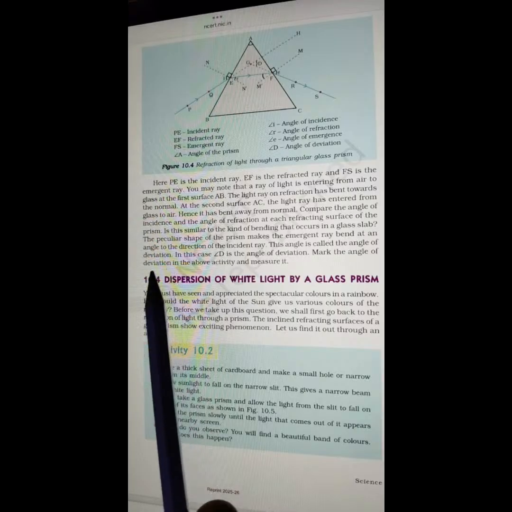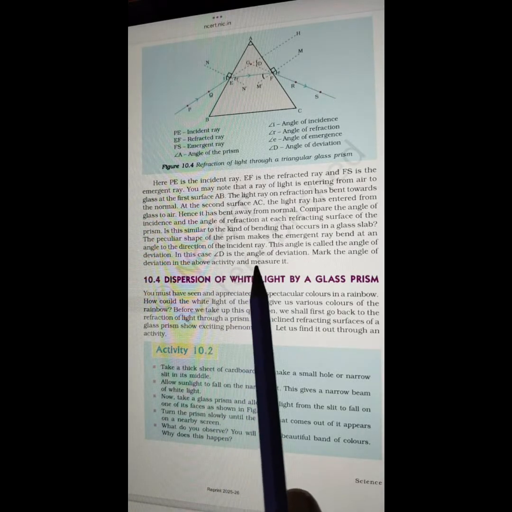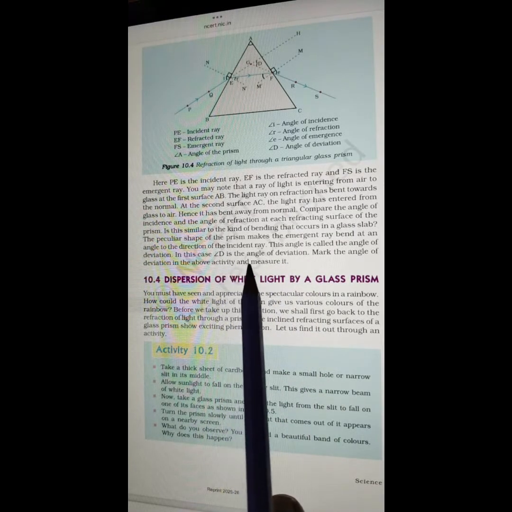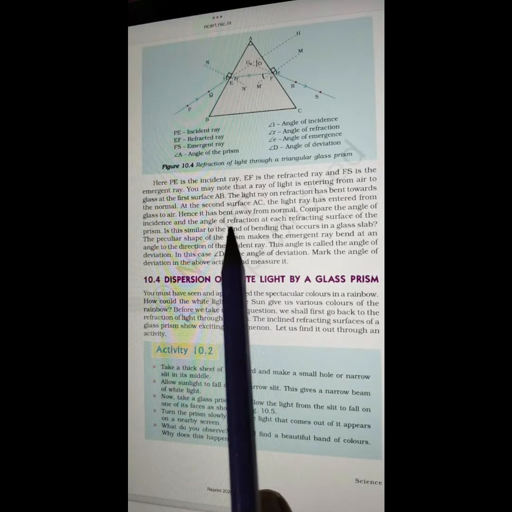The peculiar shape of the prism makes the emergent ray bend at an angle to the direction of the incident ray. This angle is called the angle of deviation. In this case, angle D is the angle of deviation. Mark the angle of deviation in the above activity and you can measure it.